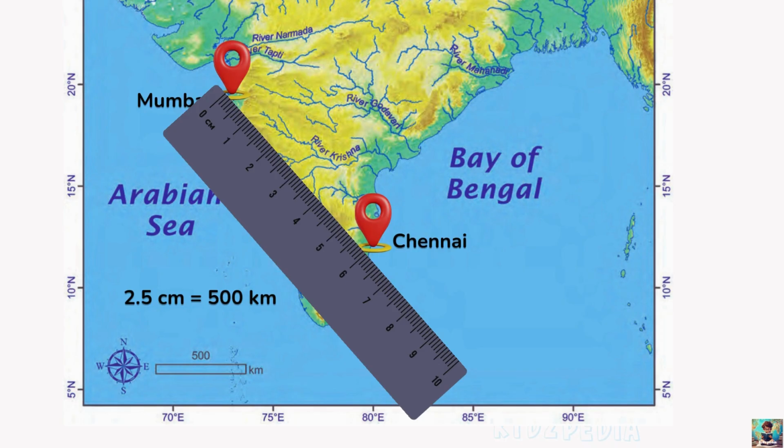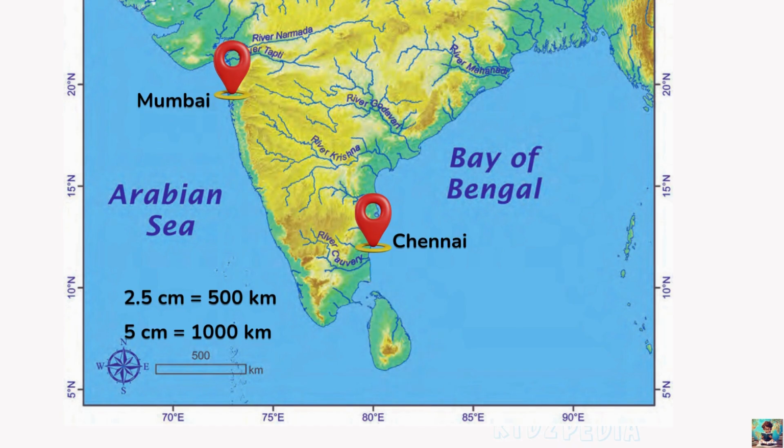If 2.5 centimeters is 500 kilometers, then 5 centimeters is 1000 kilometers. Since the distance is more than 5 centimeters, the actual distance between Mumbai and Chennai is more than 1000 kilometers. So, if the scale number is bigger, then each centimeter on the map represents a larger actual distance.